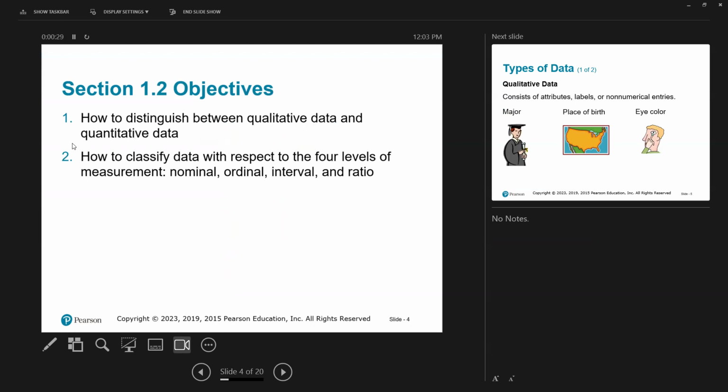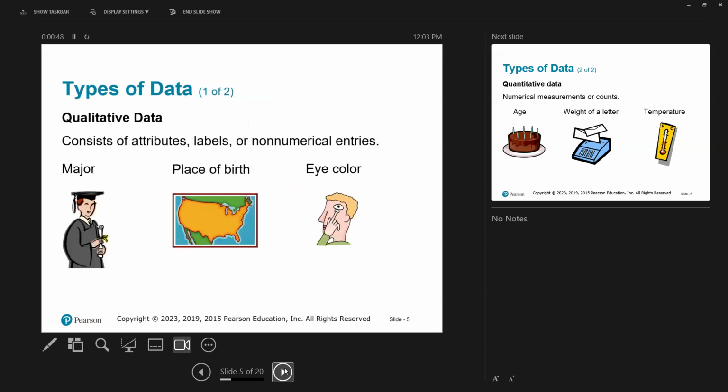And our second objective is how to classify data with respect to the four levels of measurement: nominal, ordinal, interval, and ratio. So we have four data levels, and we're going to learn how to classify the data with these four levels with this section.